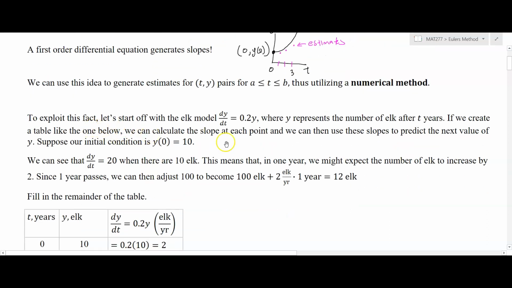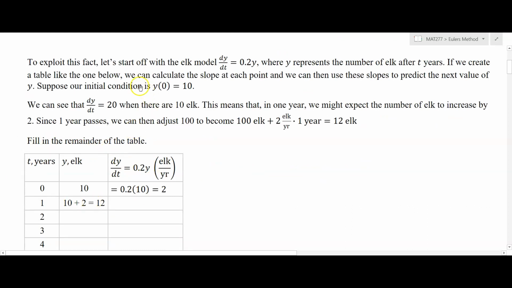To exploit this fact, let's start off with this elk model. We have the rate of elk per year being 20% of the number of elk, so that's our reproduction rate. Another way of thinking about this is every adult elk on average produces 0.2 elk as offspring. We can create a table like the one below. We can calculate the slope at each point, and we can then use these slopes to predict the next value of y. Suppose our initial condition is y(0) = 10.